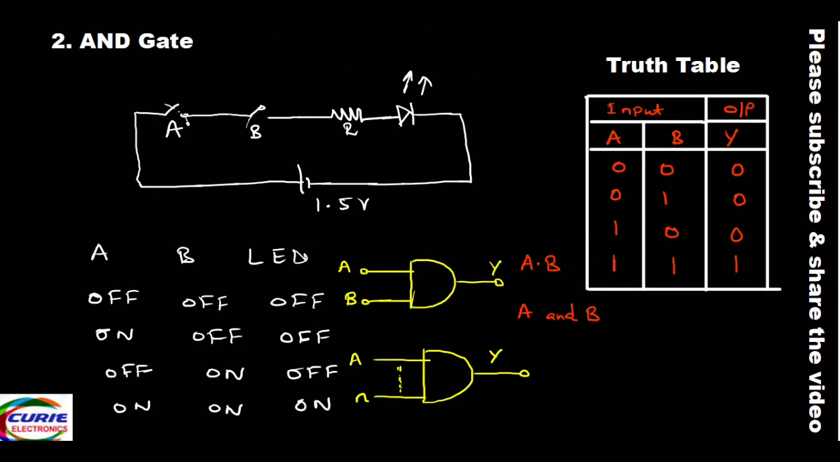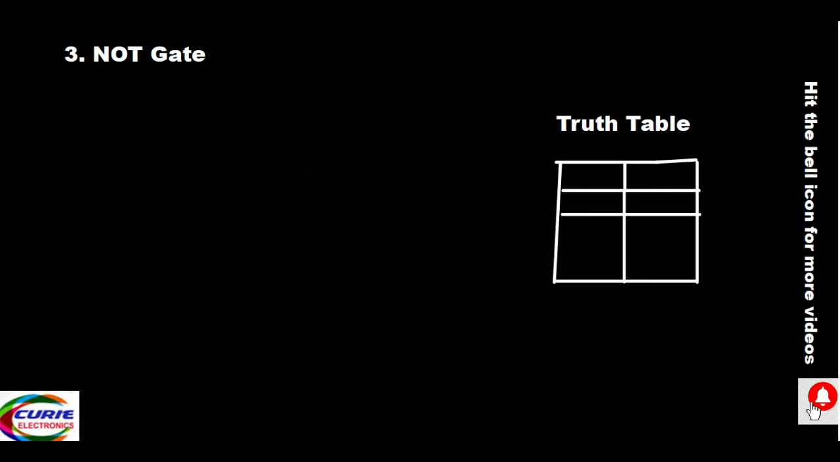Now we will see our final basic gate, that is the NOT gate. The NOT gate is the simplest gate. The NOT gate symbol is like this. One bubble will be there on the output side. It has only one input, and the output is Y. It gives the complement. The NOT gate is also known as an inverter.